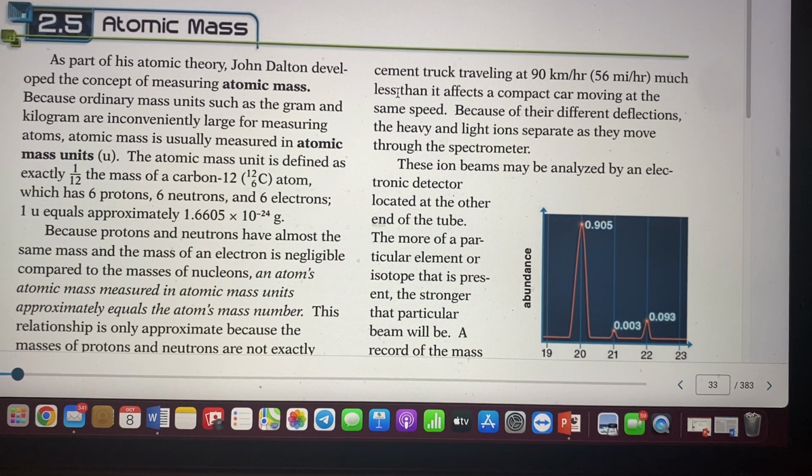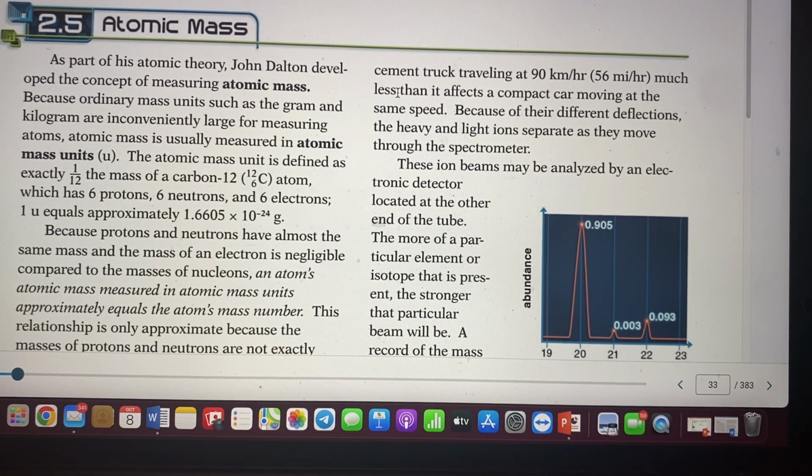So as part of his atomic theory, John Dalton developed the concept of measuring the atomic mass of an atom. Can you believe that? Because ordinary mass units such as gram and kilogram are very large, there's no way they could measure an atom, right? So they had to have a new unit. So they called this unit the atomic mass unit, and it's just a u.